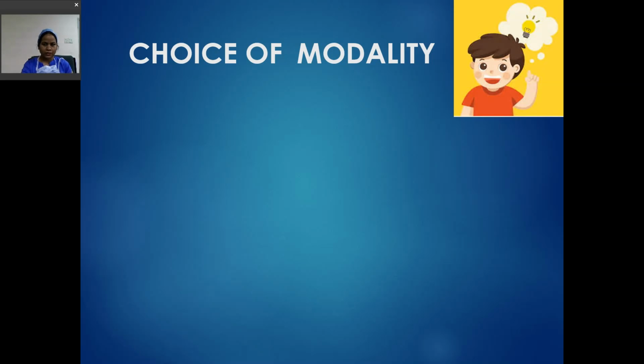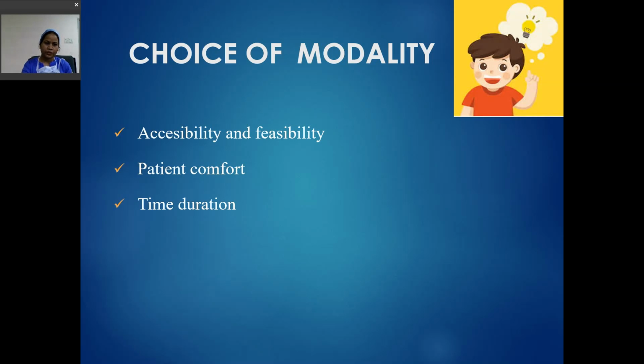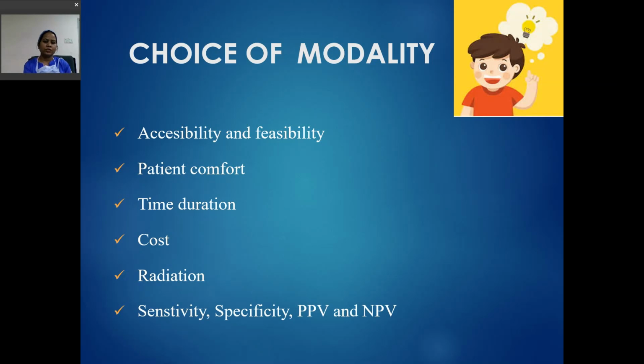About choice of modality, there are various factors which you should take into consideration while you select your imaging modality. Few important ones are the accessibility and the feasibility of modality, patient's comfort, time duration, total time taken for the scanning, cost of the scanning, radiation exposure. This radiation exposure is particularly important if your population group is of pediatric age or if it is a female group. And of course, sensitivity, specificity, positive predictive value and negative predictive value of the test and imaging modality, which you will take into consideration based on your objective.